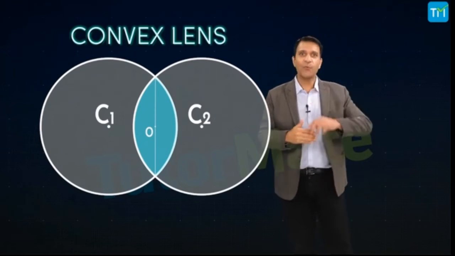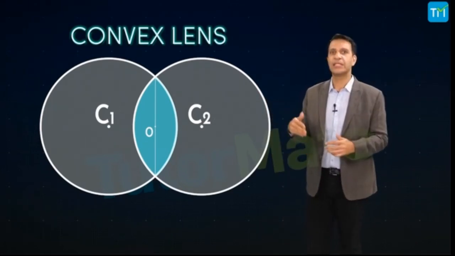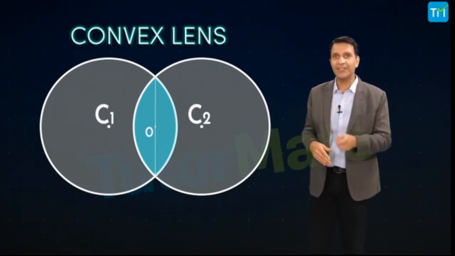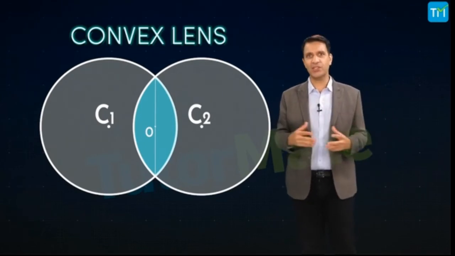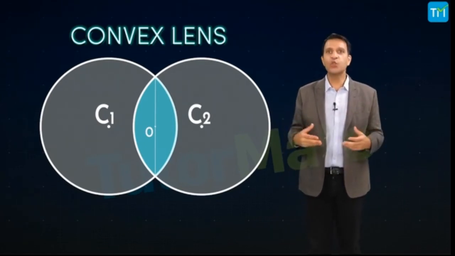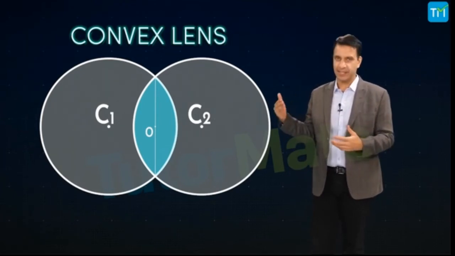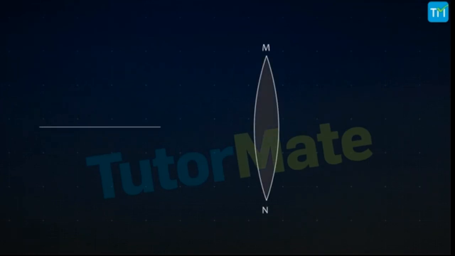Then we have the principal axis of the lens, which passes through both C1 and C2 as well as the optical center of the lens. The principal axis is also perpendicular to both the faces of the lens at the points where it intersects them. Next, a convex lens is also known as a converging lens. Can you guess why?